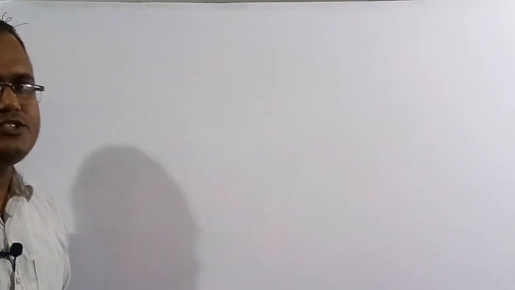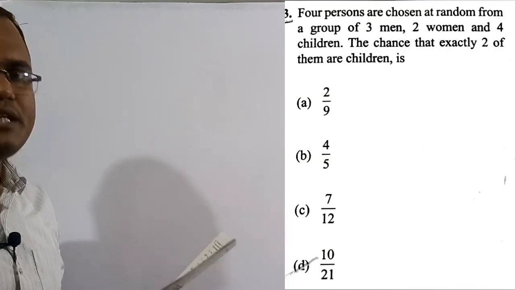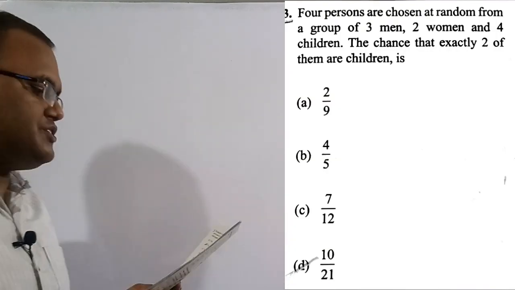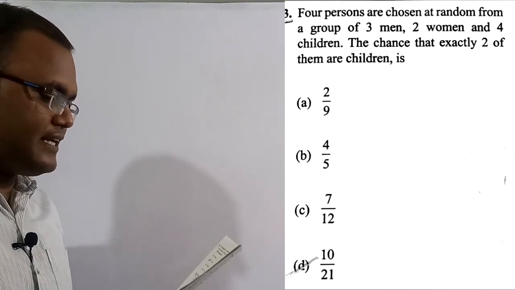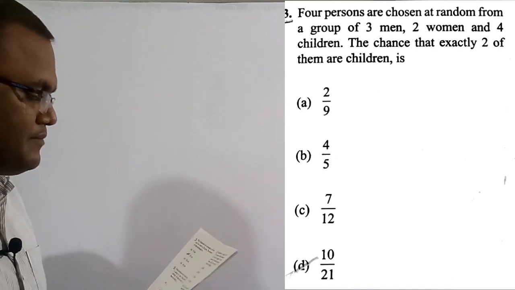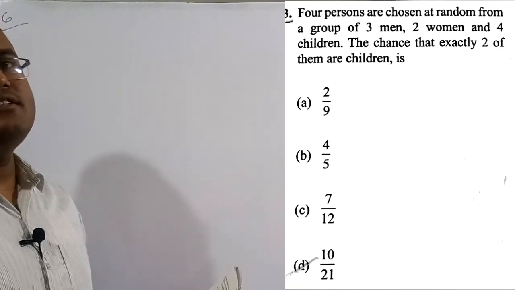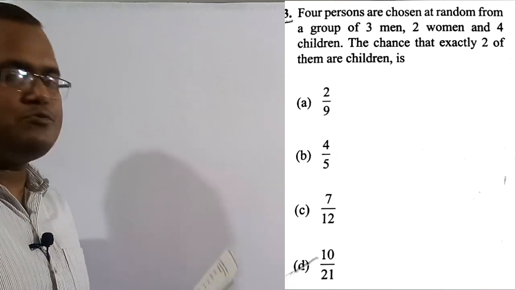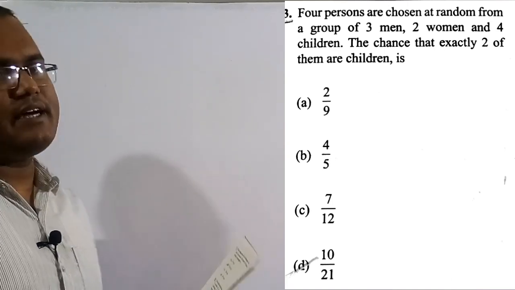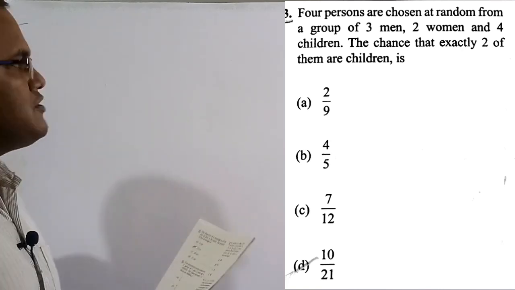Now we are going to solve the sixth question. See the question here. 4 persons are chosen at random from a group of 3 men, 2 women and 4 children. The chance that exactly 2 of them are children is. In this question they have given 3 men, 2 women and 4 children. Out of these we have to make a group of 4 persons. In these 4 persons exactly 2 children have to be present. So what is the probability of occurrence of this? What are the 4 options? Option D, 10 by 21, is the correct solution of this question.